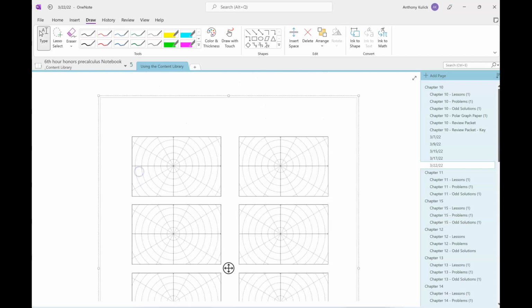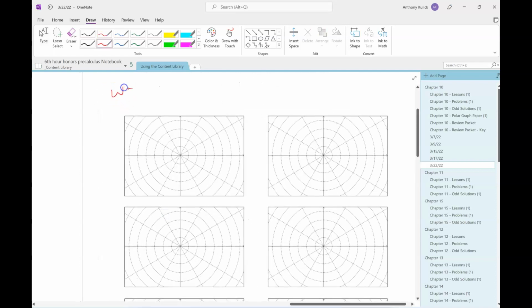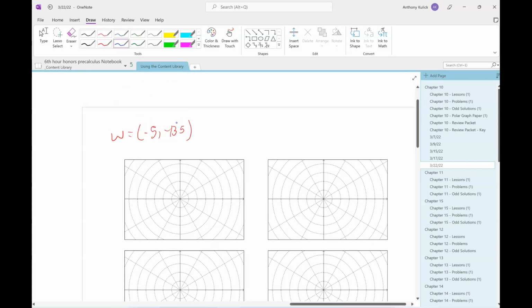So W is -5, -135. I'm going to start by adding 360 to the -135 to make that 225, just because it's a little bit easier for me to do positive angles than negative angles.